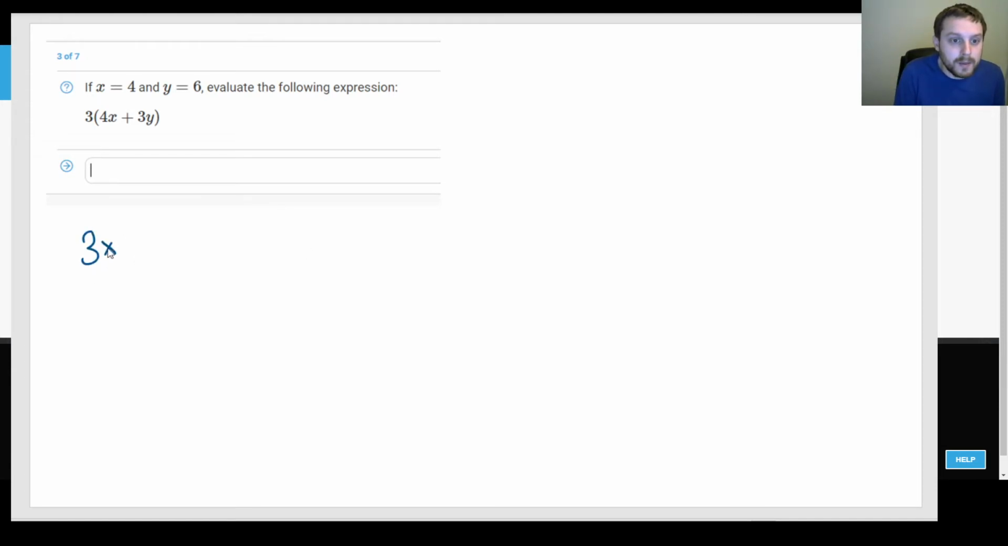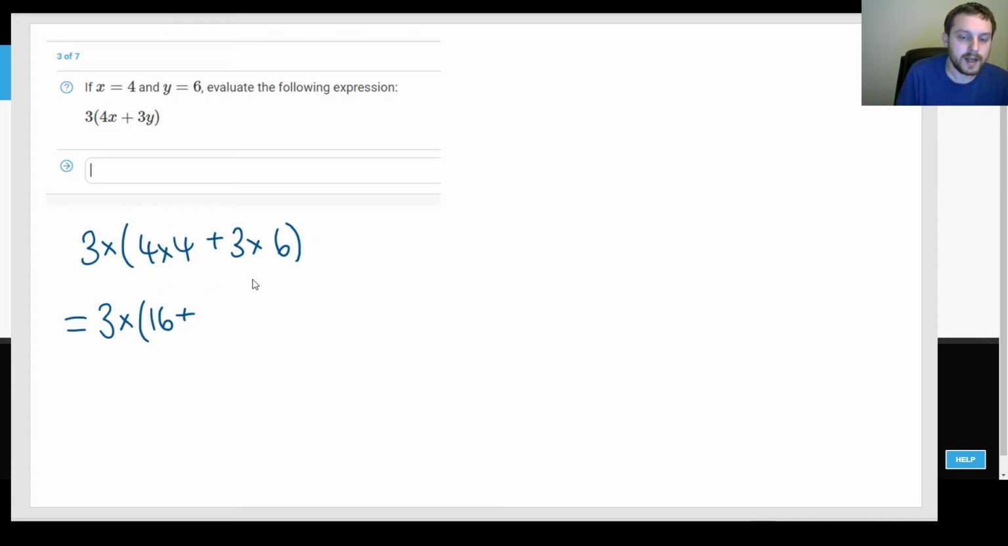This is 3 multiplied by 4 times 4, because instead of x I'm making it 4, plus 3 times 6. So you're just trying to remember, what does 4x mean? It means 4 times whatever x is, which is 4 times 4 for us. And what about 3y? Well, that's 3 times whatever y is, which is 3 times 6 for us. So let's do the bracket first. So I've got to do 4 times 4, which is 16, plus 3 times 6, which is 18.